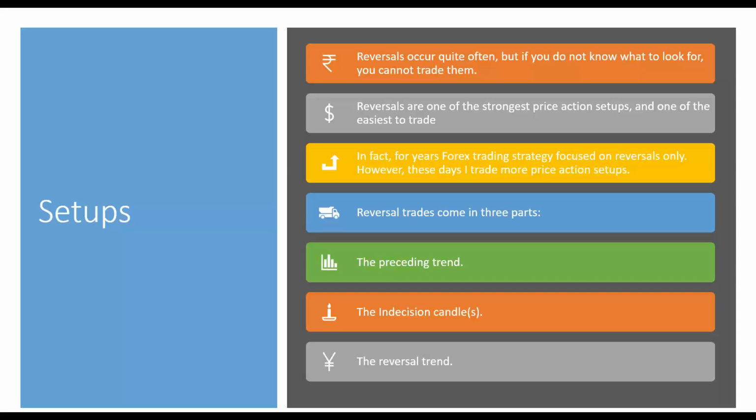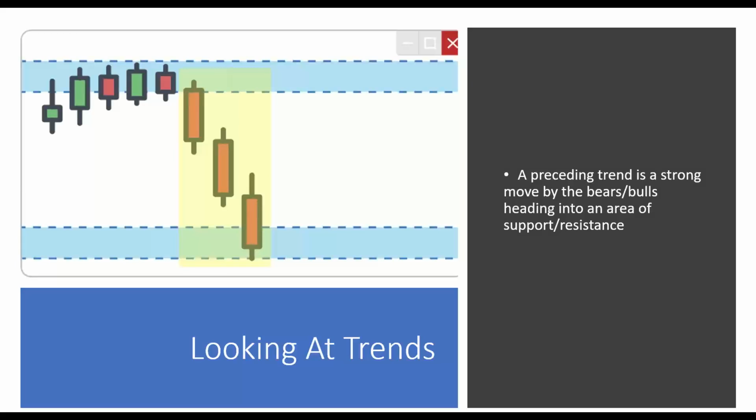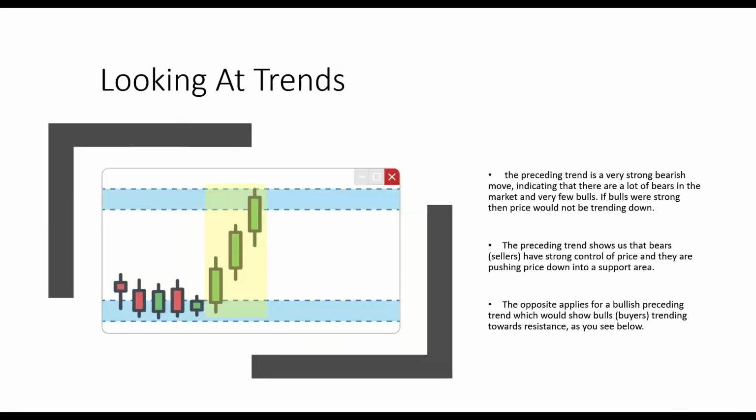Now, reversals come in 3 parts: the preceding trend, or that move up, the indecision candle, and then the reversal trend. So again, the preceding trend is that move. It can be 3 candles, 5 candles, 7 candles. It can be intermixed with one of the opposite color, or 2 of the opposite color. But we have a price movement in a very specific direction. The preceding trend is very strong bullish.